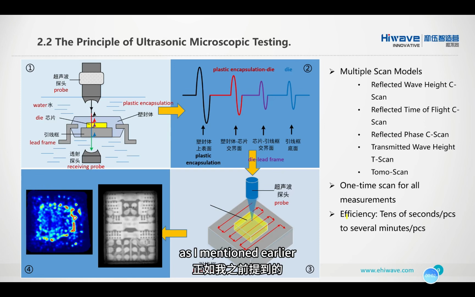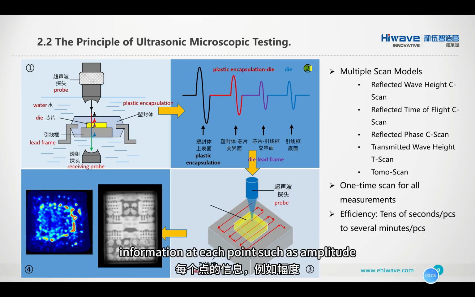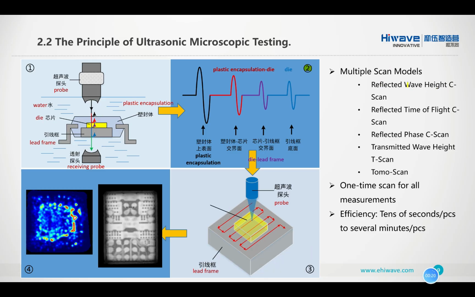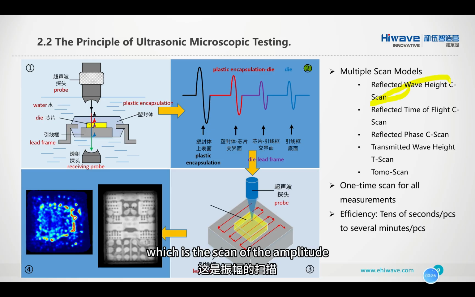As I mentioned earlier, the signal in Figure 2 contains all the information at each point, such as amplitude, time, phase, and all the characteristic values. Therefore, we can perform wave height scanning, which is a scan of the amplitude of the reflection wave to generate an image.